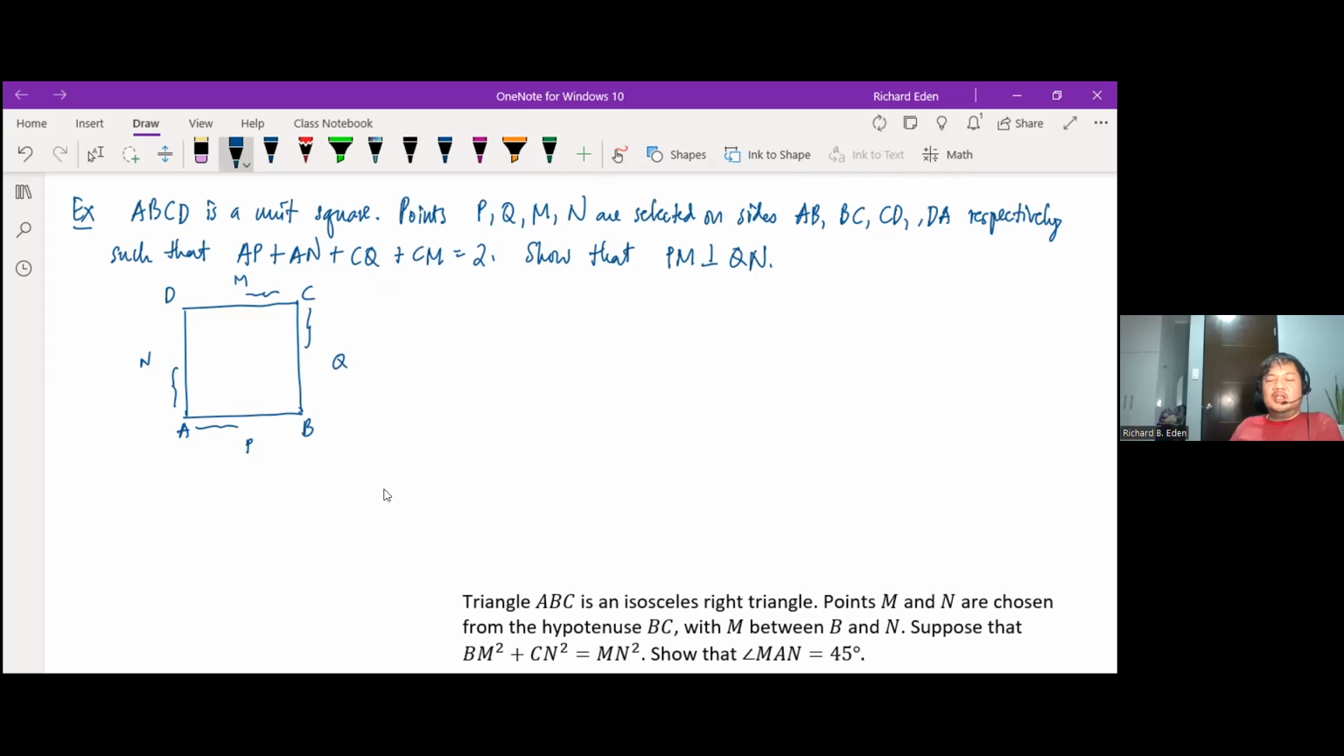Okay. If we choose those 4 points to be the midpoints, then the claim is true. Because if those 4 points are the midpoints, then that would make PM vertical, and QN would be horizontal. So obviously you're gonna get a 90-degree angle there. But apparently, even if they're not the midpoints, as long as that sum is equal to 2, PM would still be perpendicular to QN.